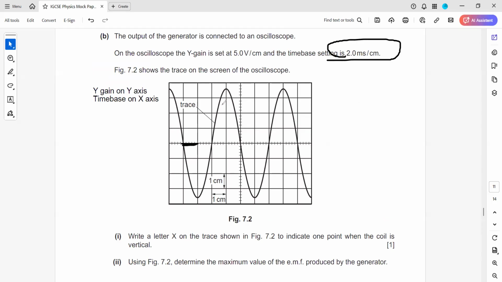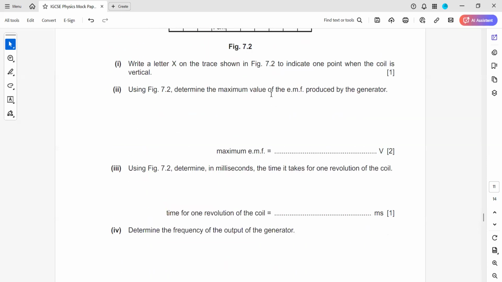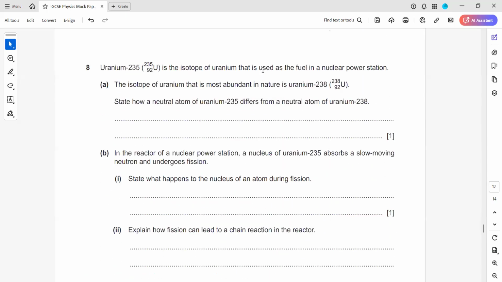What is one cycle? You can take from one crest to another, or one trough to another, or one complete wave. Like if I take from one crest to another crest, how many boxes does it cover? 1, 2, 3, 4 boxes. And each box is 2 milliseconds. So how much time is there from one crest to another? That is equal to 8 milliseconds. And then from the 8 milliseconds, we work out the frequency.